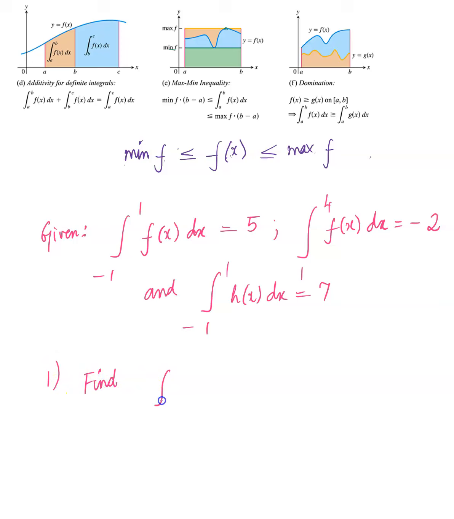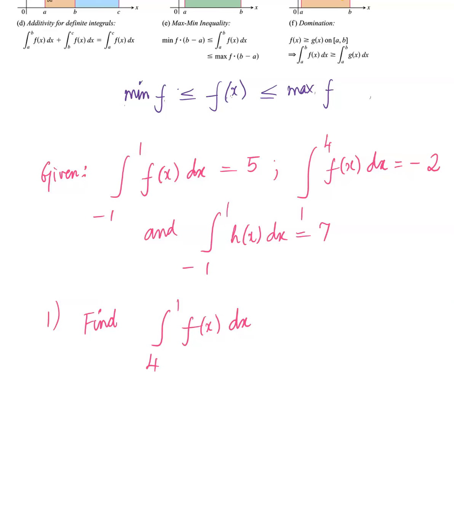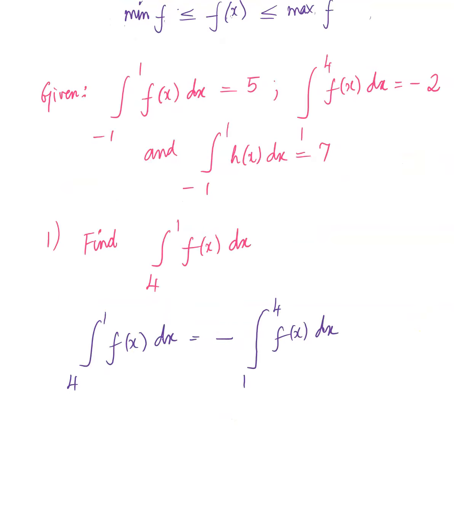It says find integral 4 to 1. That sounds a little unorthodox when you say integral 4 to 1. But we do know that integral 4 to 1 f of x dx is not the right order. So the order of integration should be adjusted with a negative sign. So you go from negative integral 1 to 4 f of x dx.